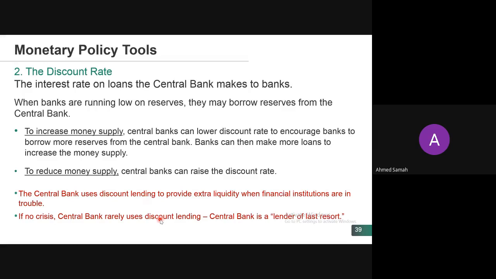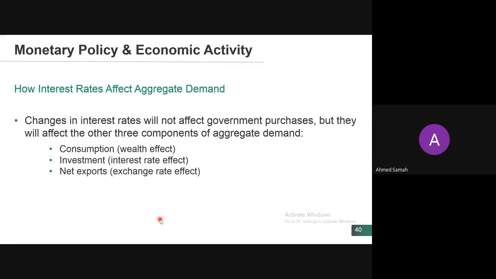But in a crisis, banks might have liquidity crunches. In the crisis situation, central banks will lower their discount rates. So, let's talk about how monetary policy relates to economic activities.